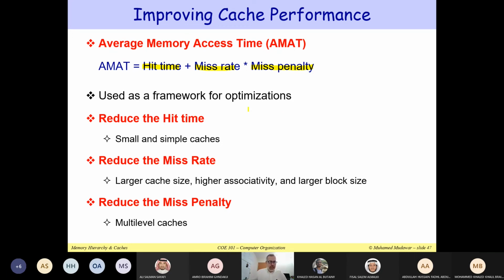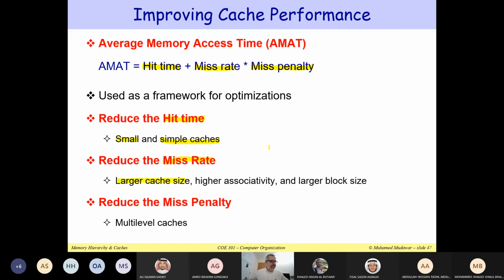If I would like to reduce the hit time, I need small caches. I need simple caches. This will reduce the hit time. If I would like to reduce the miss rate, I need a larger cache size.